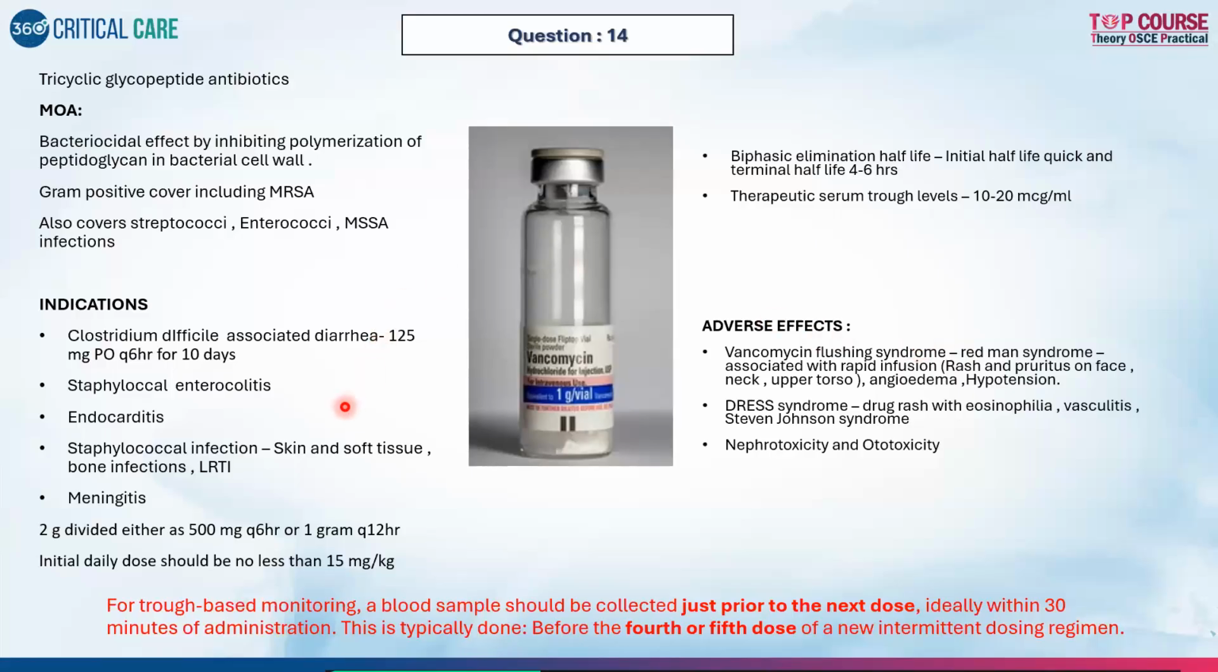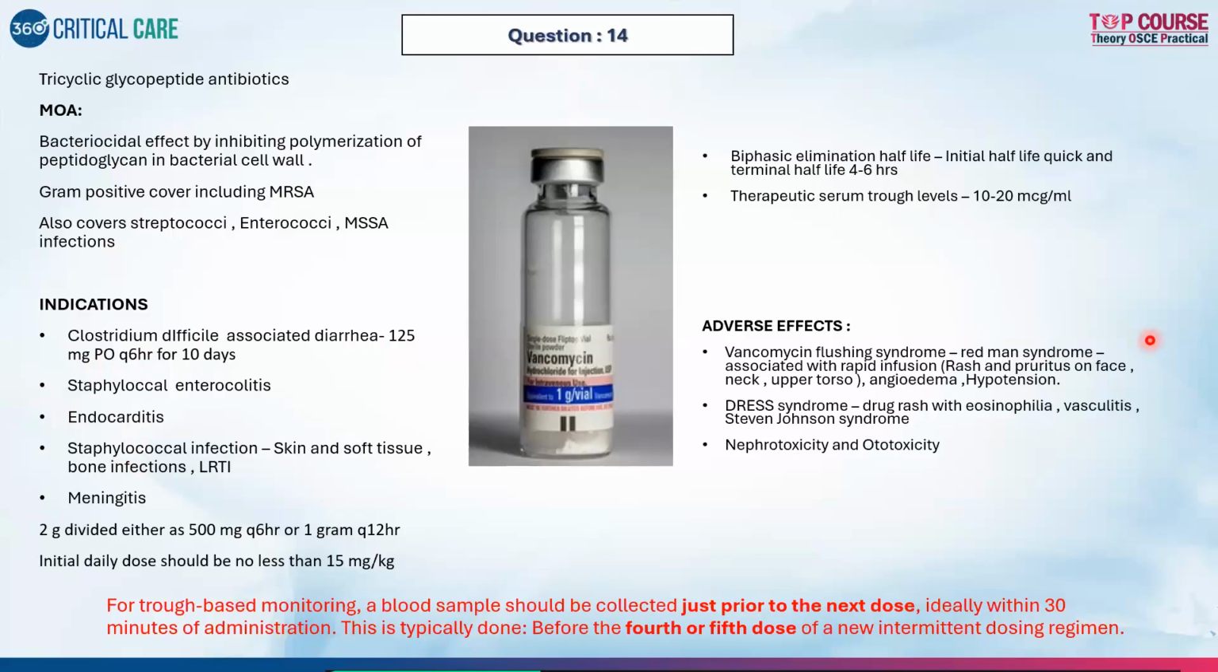Indications. So indications, we have various indications. Out of these, please do not forget to mention the Clostridium difficile with its dosing, that is 125 milligram per oral. It is the only oral indication for vancomycin, given six hourly for 10 days. And the other indications being staphylococcal enterocolitis, endocarditis, staphylococcal infections, skin soft tissue, as well as meningitis. The initial dosage should not be less than 15 milligram per kg. It is given in 2 gram divided dose of 500 milligram Q6 hourly or 1 gram BD.